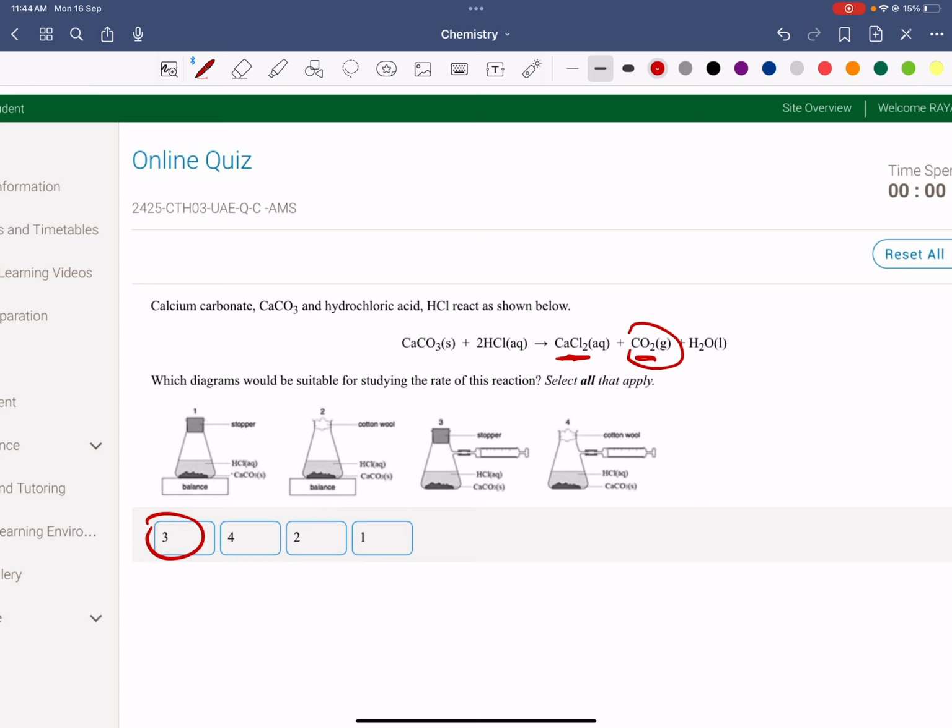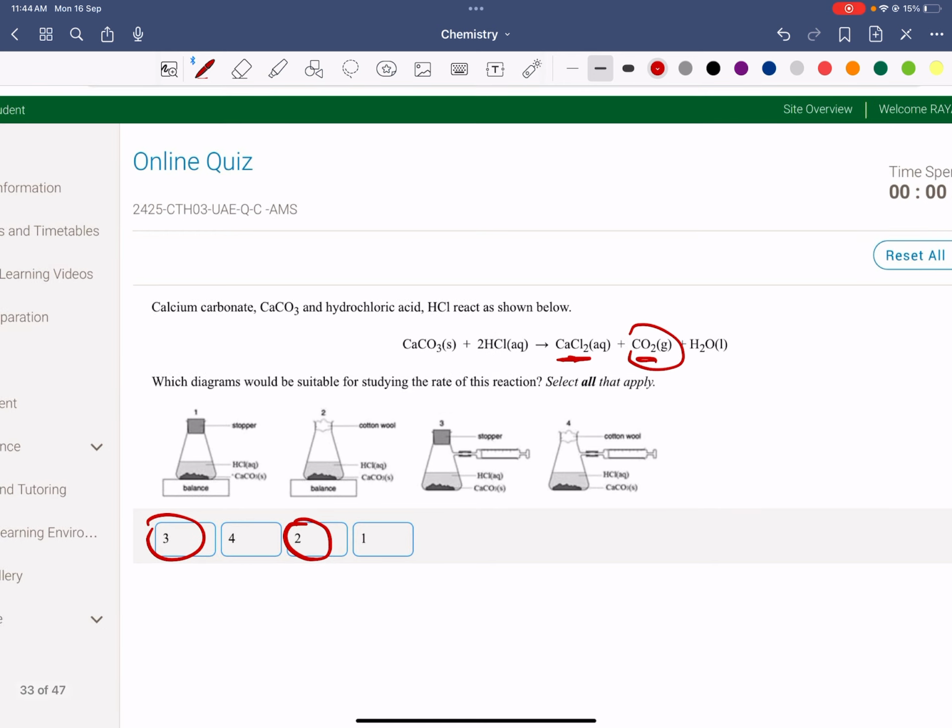That's to measure our CO2, and also to measure our CaCl2, we'd need the balance. However, this time we would need a balance to measure, so we're going to choose 2. Because here, we're also going to be measuring our CO2, but we don't want to measure the CO2, we just want to focus on the CaCl2, which is measured using the balance.